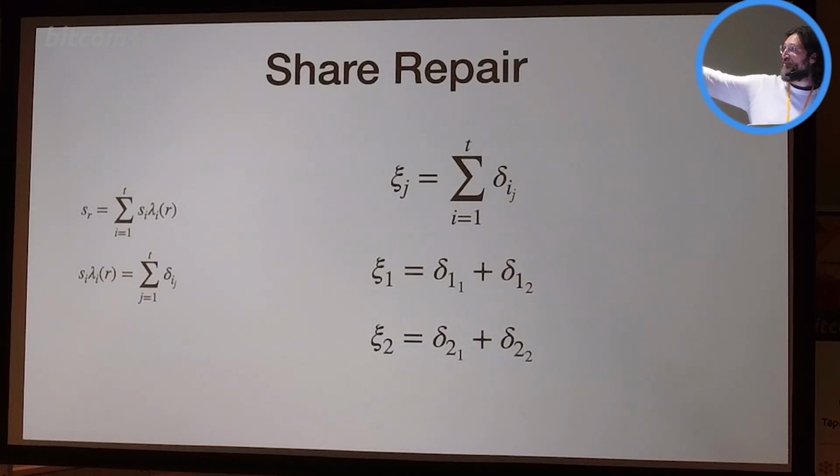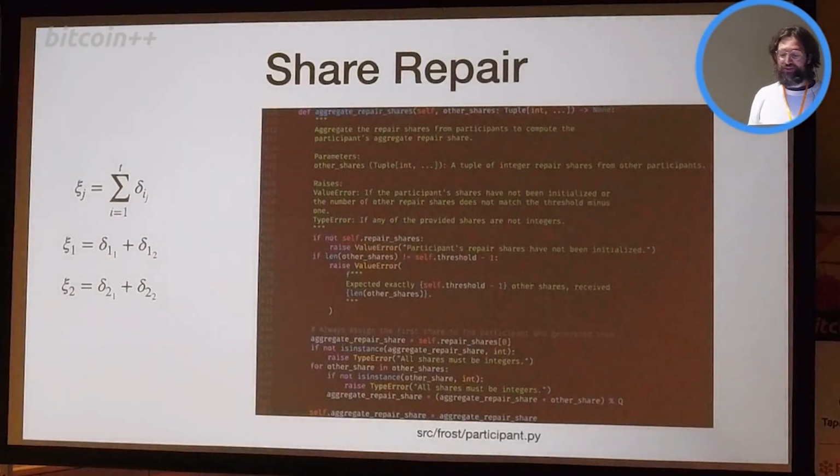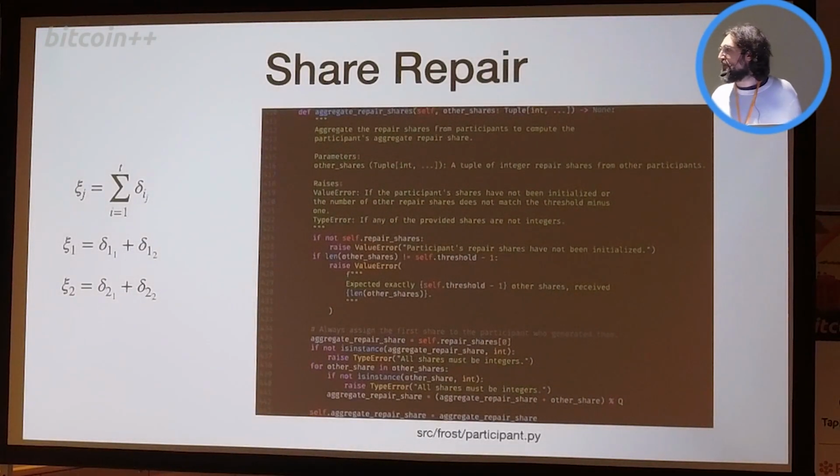Alice is Z1 and Bob is Z2, and they're each getting an additive share from each other, and then they're going to add those together to get the Z1, Z2. And so we can see that in code here, where again, it's just a very simple algorithm where they're just going to add up their own additive share to whatever additive shares they've received from the other participants to get this aggregate repair share.